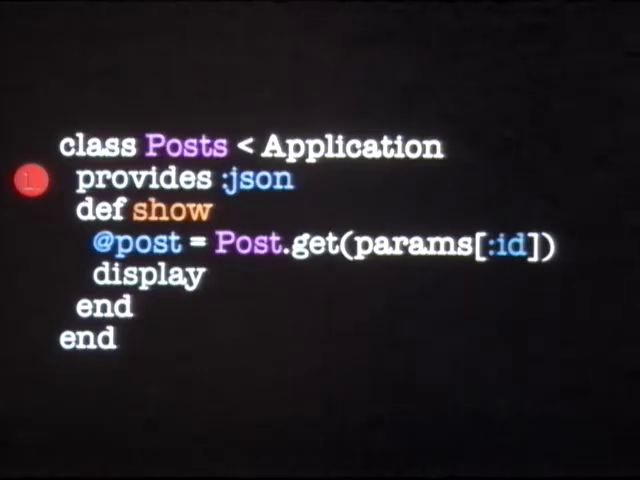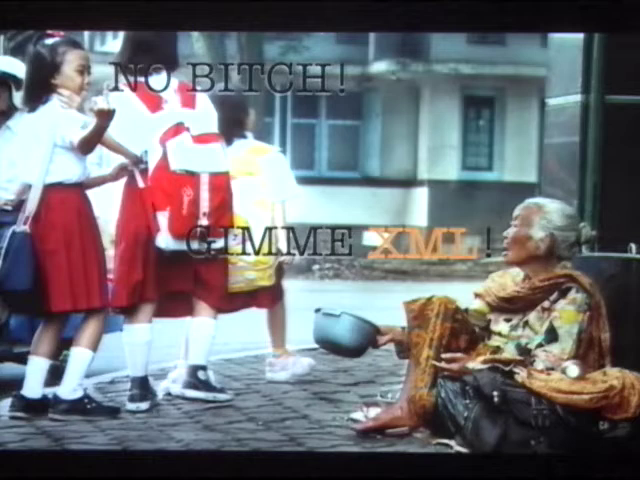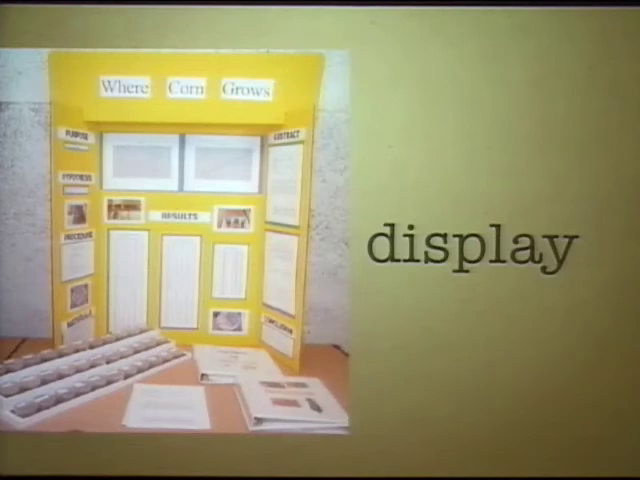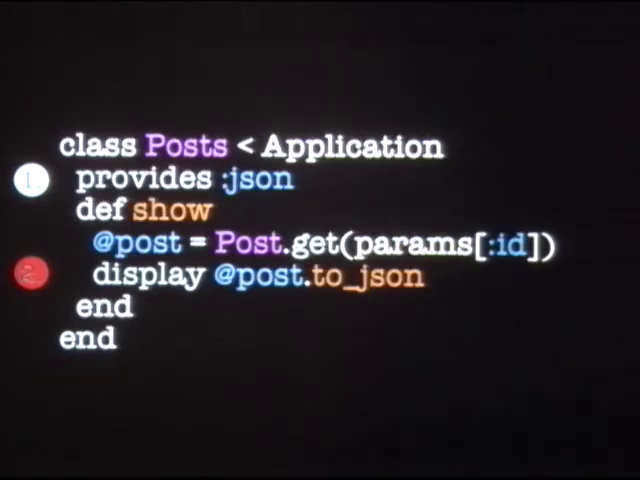So here we're just getting the post and then displaying it. Actually, you should display the post. I forgot that, whatever. I think I fixed it in the next one. So when they ask for XML, they're not going to get it. They're instead going to get 406 Not Acceptable, because one of the things that it does is content negotiation. I'll touch on that in a second and show you why Merb is superior in that regard to Rails. And here we have display actually doing the right thing.